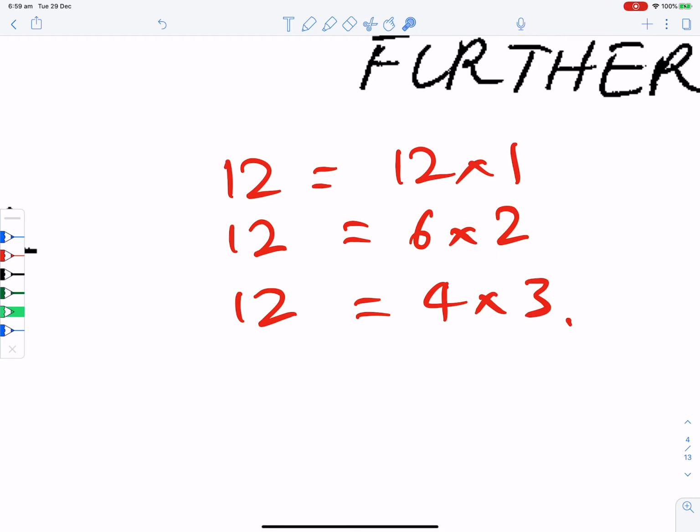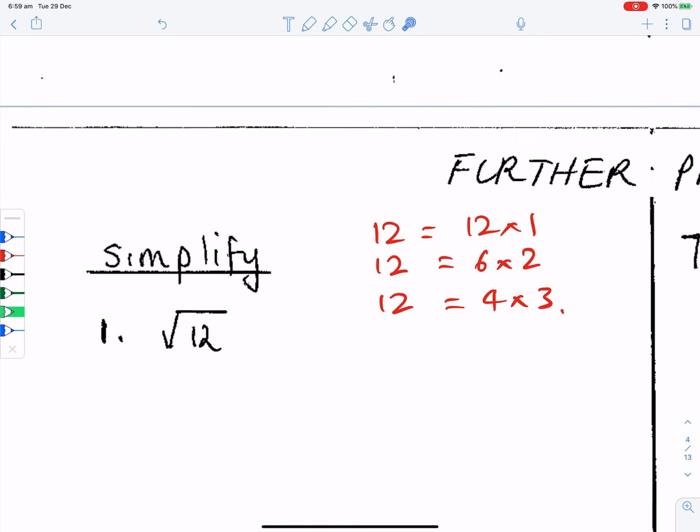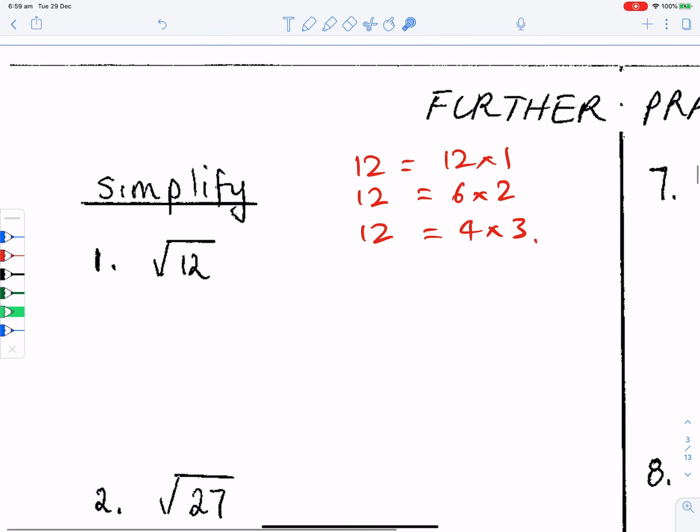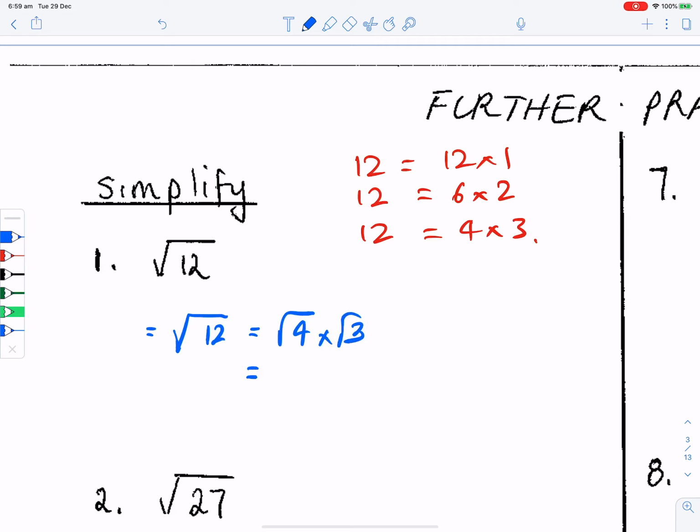Or 12 can be rewritten as 4 times 3. That's going to be our answer, because you're going to rewrite the root 12 as root 4 times root 3. And root 4 is equal to 2. So now 2 times root 3 is 2 root 3. And you're finished.